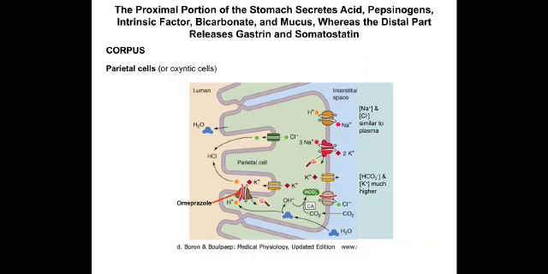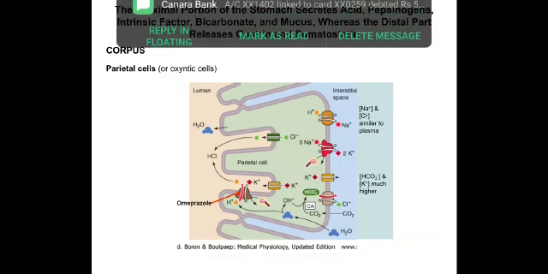Carbon dioxide combines with H2O to form H2CO3 in the presence of carbonic anhydrase. The carbonic acid dissociates into hydrogen and bicarbonate. And you can see hydrogen is exchanged for sodium, and to maintain electrical neutrality, chloride is passed in exchange for the hydrogen ion, potassium. Okay.